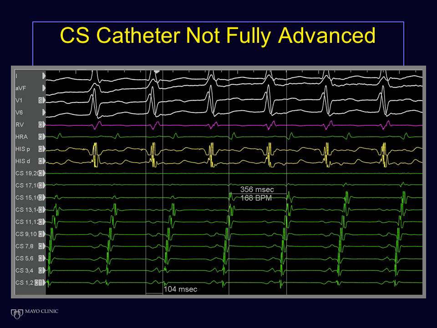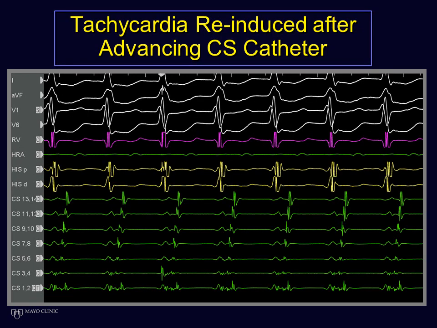So here is a CS catheter not fully advanced. You can see the eccentric activation in pathway tachycardia, but once we advanced the CS catheter, now you have bracketing. Very interesting, an area, an anisotropic zone where the pathway is probably breaking into the atrium. You can see the V followed by a complex potential, and then you are getting the CS signal LA component.